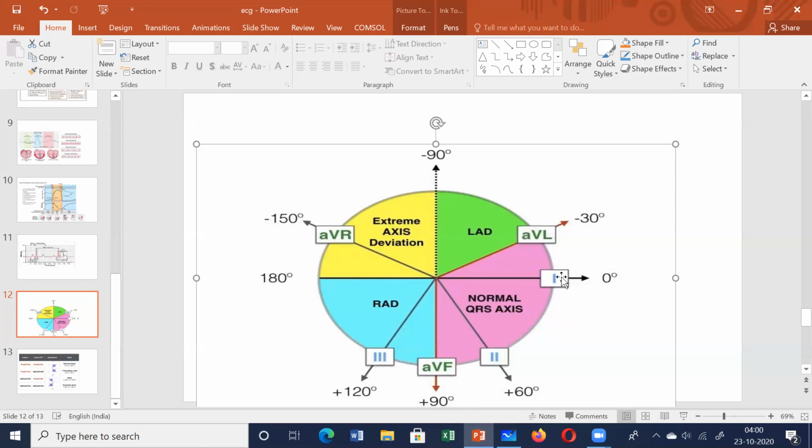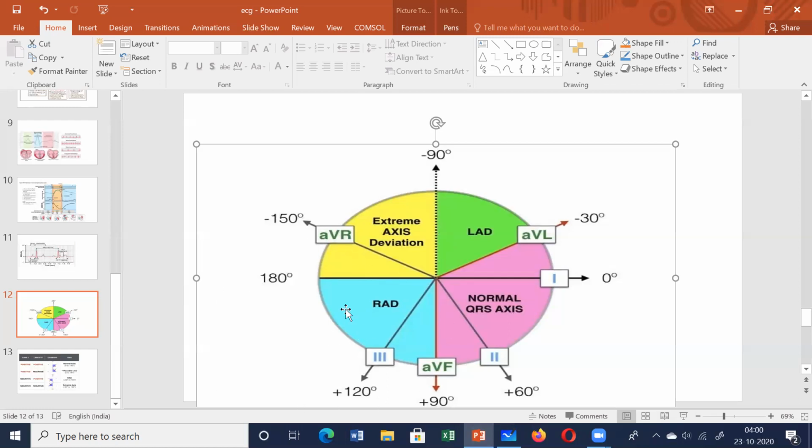So if the lead 1 is negative and the lead AVF is positive, what does it indicate? Right axis deviation. If the lead 1 is negative plus the lead AVF is also negative, what does it indicate? It indicates extreme axis deviation. So this is a way.